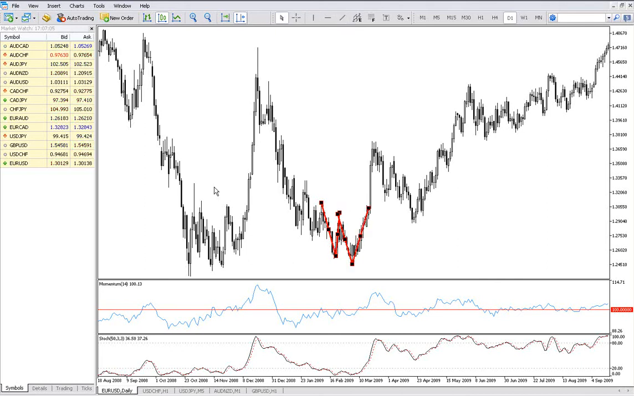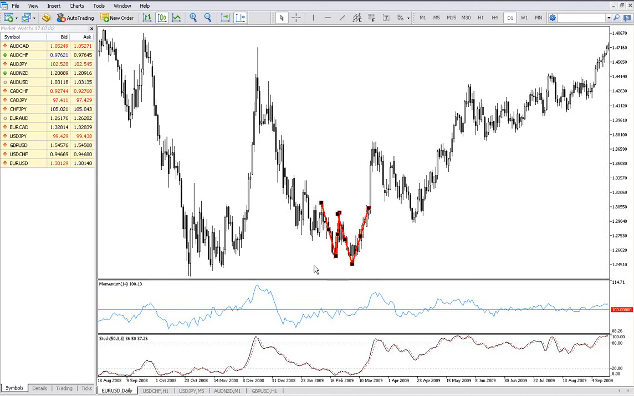As you can see, the actual shape of the double bottom pattern looks like a letter W, whereas the shape of the double top reversal pattern looks like an M. So it's very clear in this instance that we're looking for the trend to trade upwards, as it appears at the bottom of this downtrend that we spotted earlier.